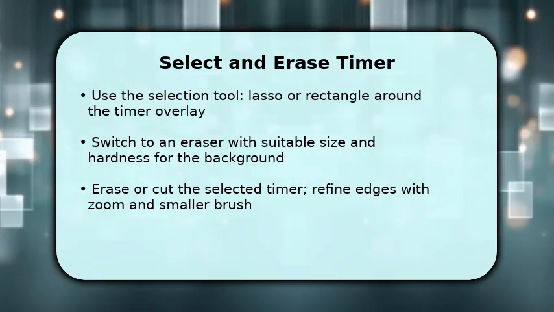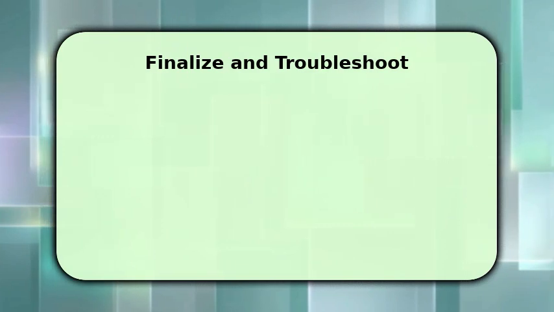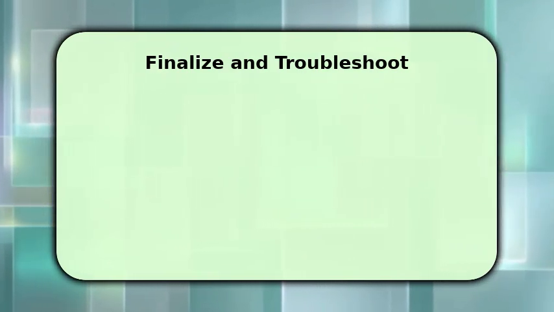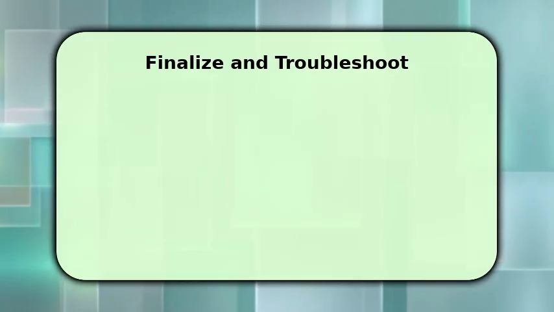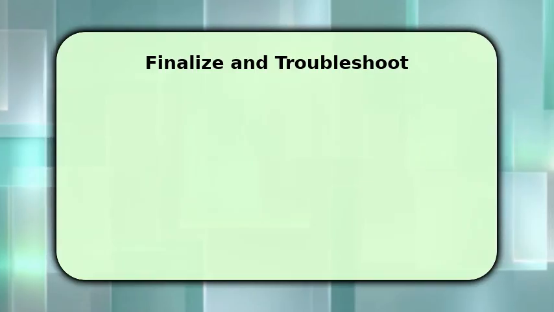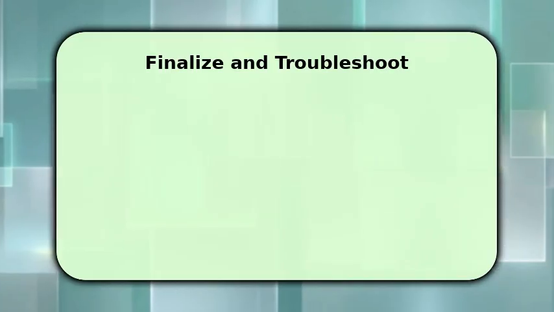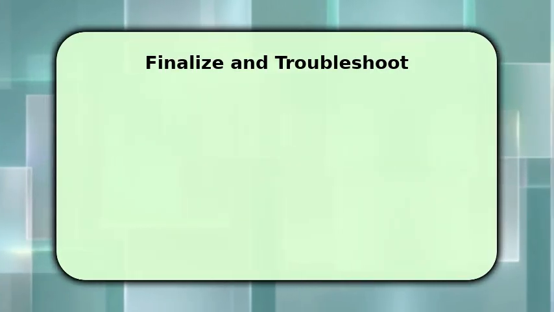Finish by deselecting and inspecting the edited area at full size so you catch blending inconsistencies. If remnants remain, use the clone stamp or matching brush to recreate background patterns. Work in small strokes and keep opacity low for a natural result. Save or export a copy once satisfied. If the timer reappears later, search for duplicate layers or hidden groups that contain the overlay and remove them. If needed, save a new file to prevent.